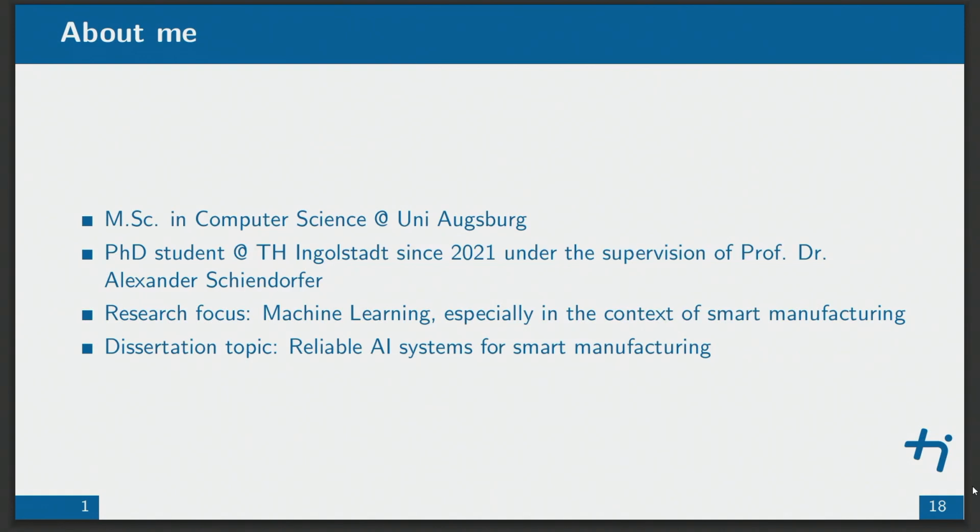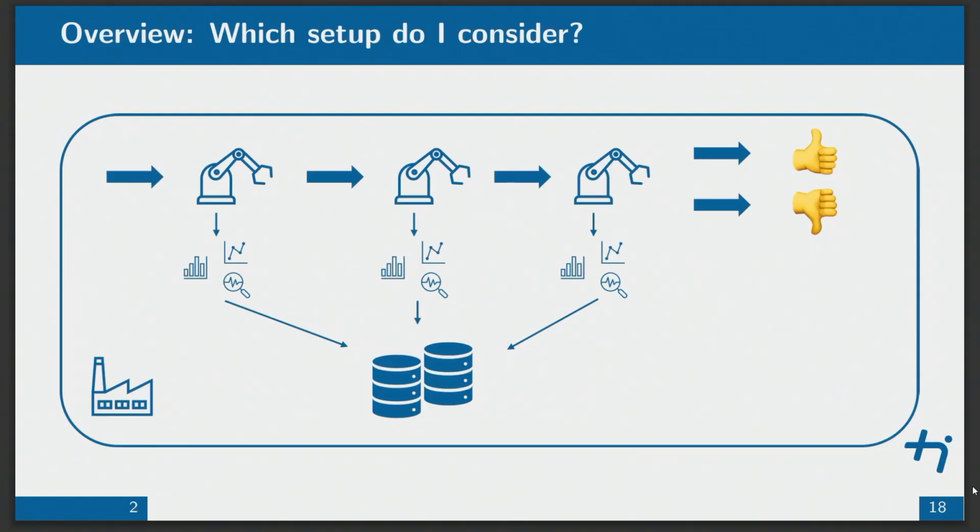Here in Bavaria especially, manufacturing plays a huge role in the economy. So I found the combination of machine learning and AI with manufacturing a very intriguing combination, and it's still very nice and interesting. My dissertation topic is about reliable AI systems for smart manufacturing, and here we are diving in a bit deeper now.